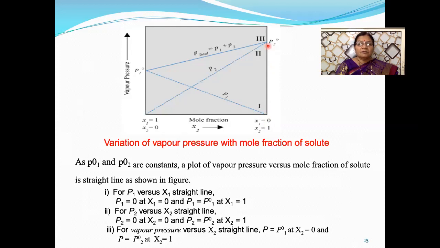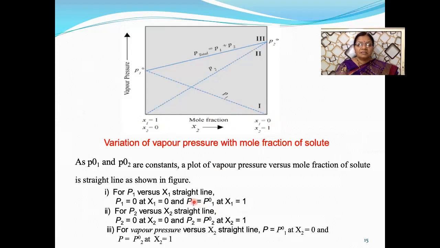Follow? See again, 3 graphs, very simple. First, P1 versus X1. Here you can understand the scale: on the x-axis the mole fraction of solute X2 is taken, and therefore the value of X2 is 0 here, and the value of X2 is 1 here. So it is exactly reversed for the solvent. When X2 is 0, X1 must be 1, and when X2 is 1, X1 must be 0. So you can explain these 3 graphs.